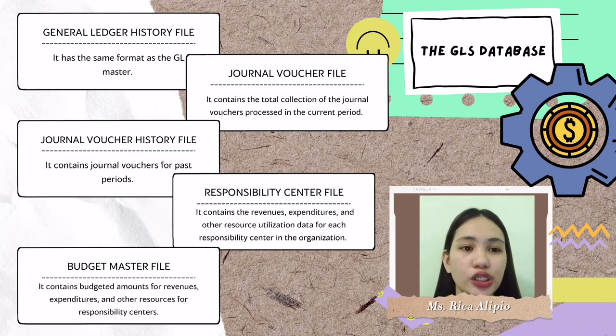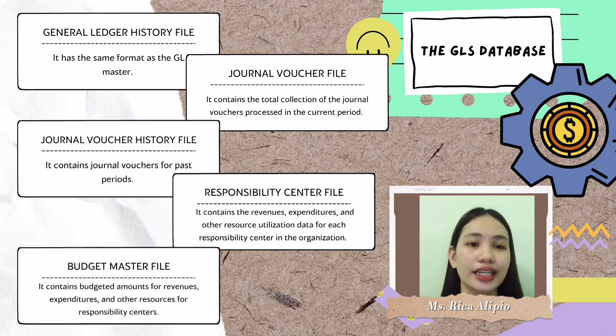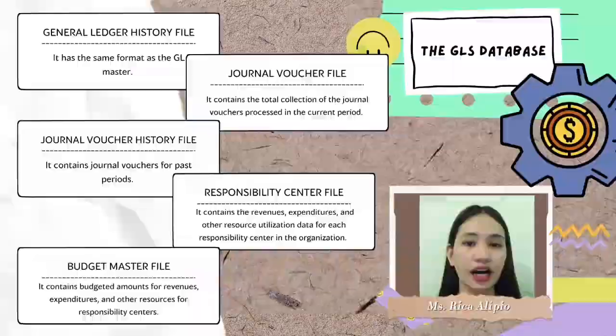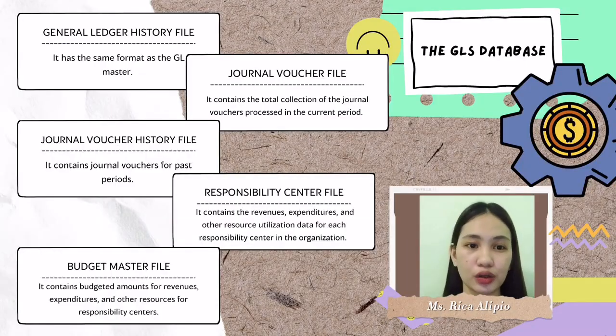Next file is the Journal Voucher History file. Contains journal vouchers for past periods. This historical information supports management stewardship responsibility to account for resource utilization. Both the current and historical journal voucher files are important links in the firm's audit trail.